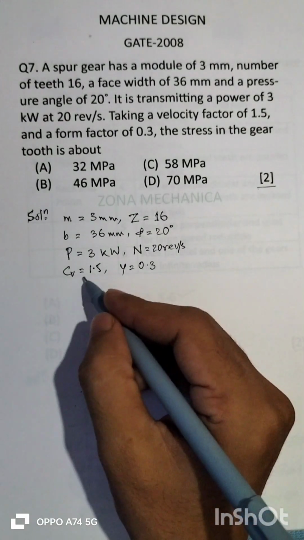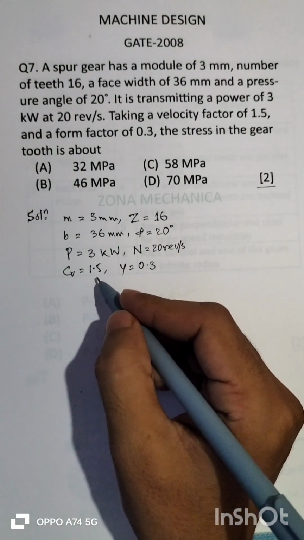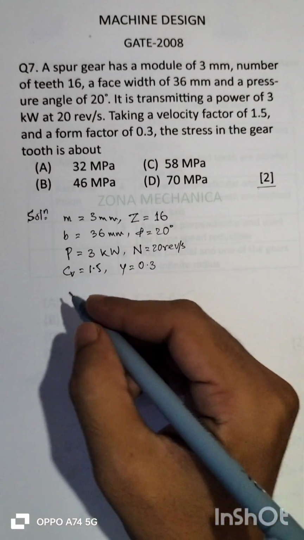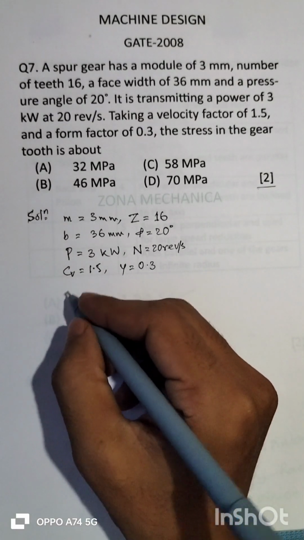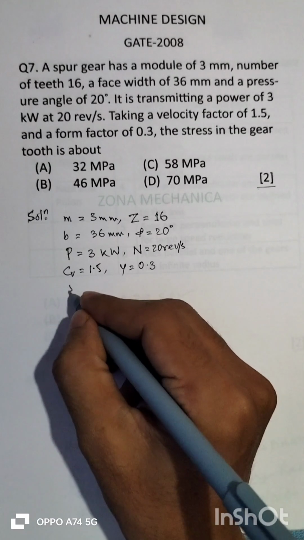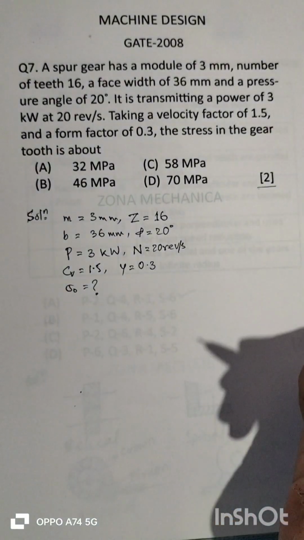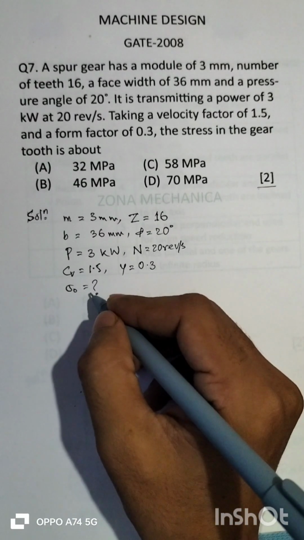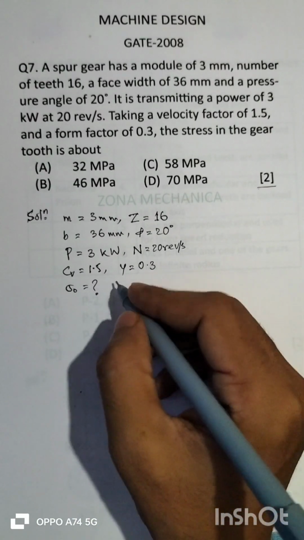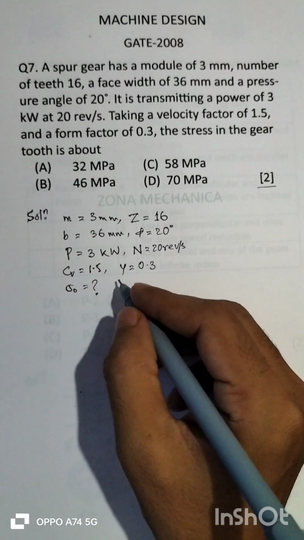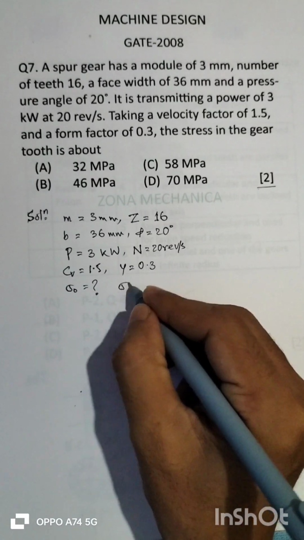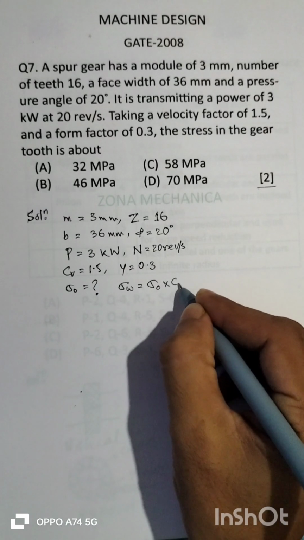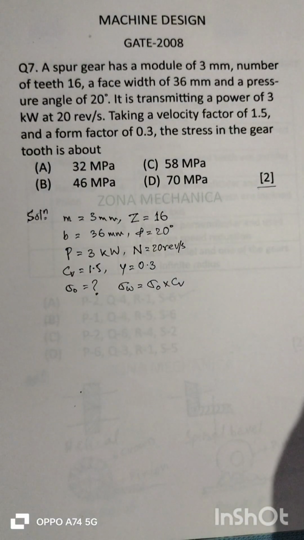Since the velocity factor is given, the stress asked to find out may be the static stress, that is sigma 0, the allowable static stress. It is related to the working stress by the velocity factor: sigma working is equal to sigma 0 multiplied by the velocity factor Cv.